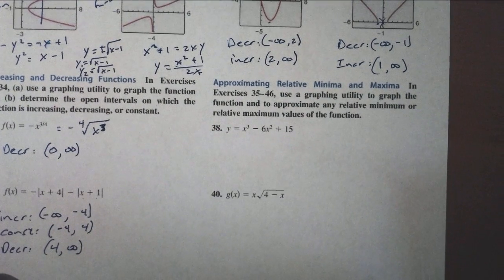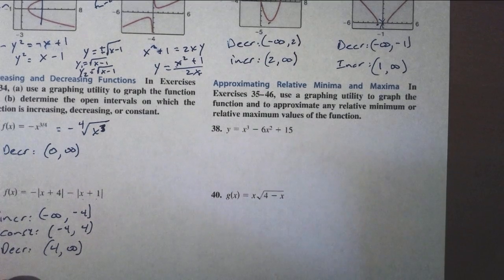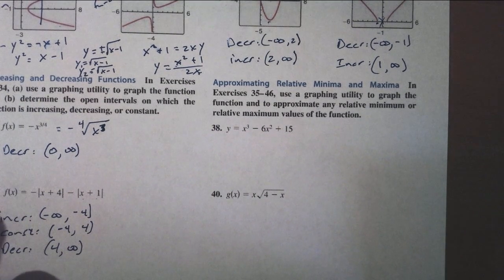All right, approximating relative minimum and maximum. This is a huge calculus concept that's done quite a bit. Use a graphing calculator to graph the function to approximate the relative minimum and relative maximum of the function. So we're looking for any hills that have a top to them or valleys that have a bottom to them.